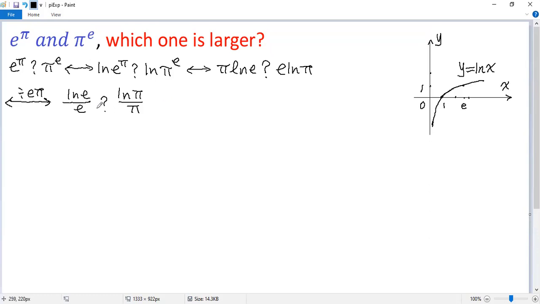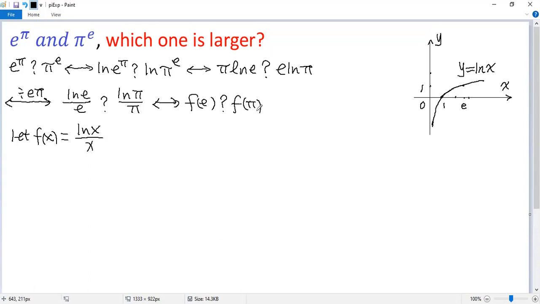At this point, we let f(x) equals ln x over x. So you can see this term would be f(e), right? This term would be f(pi). They still have the same relationship, question mark.